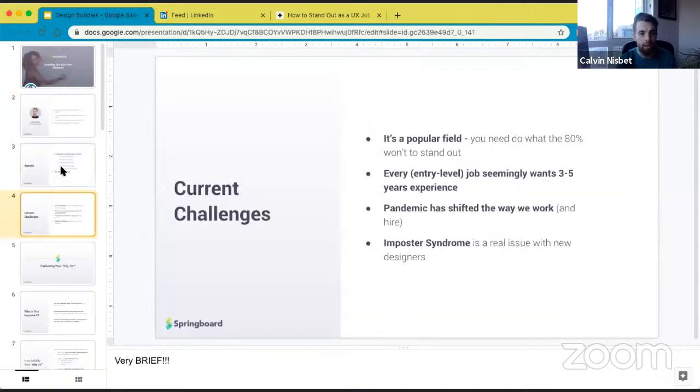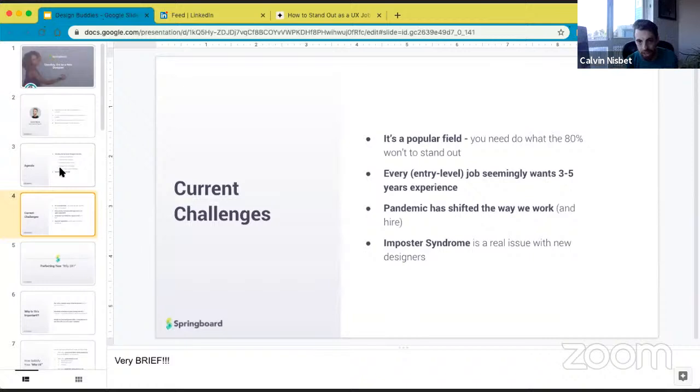So, getting going with this, we thought starting off with some of the challenges that I think students, new designers, and even more experienced designers are seeing in the field right now. The big one is that it is a popular field. There's a lot of people trying to get in and trying to find roles, and there definitely are a lot of roles out there. But in order to get that, you need to start doing what the 80% of people aren't doing. That's what we're going to try to frame this presentation around: what are those 20% of job seekers that are getting opportunities and really getting a lot of leverage? What are they doing, and how can you start doing that a little bit more?